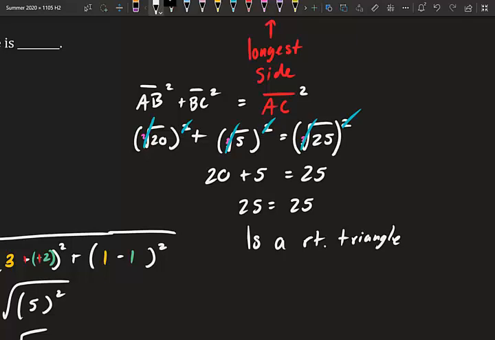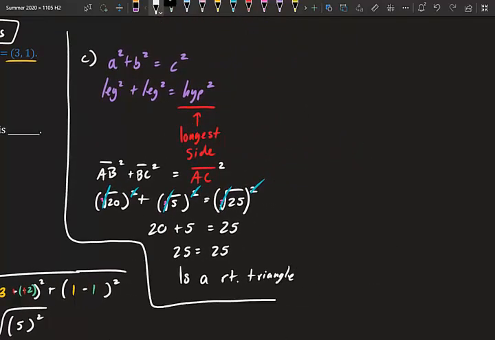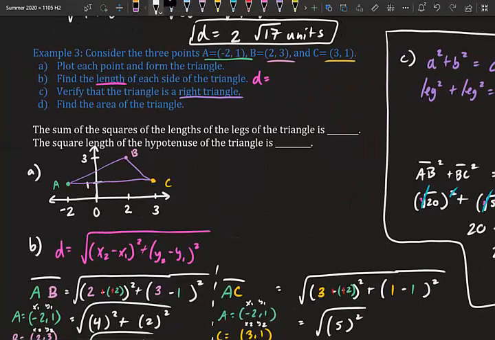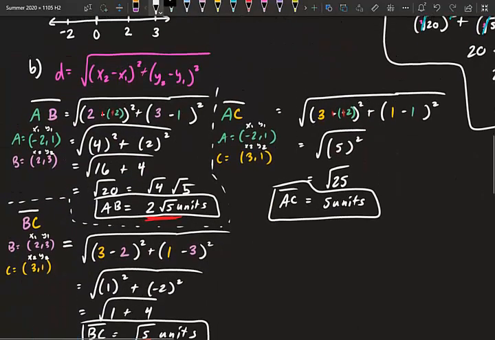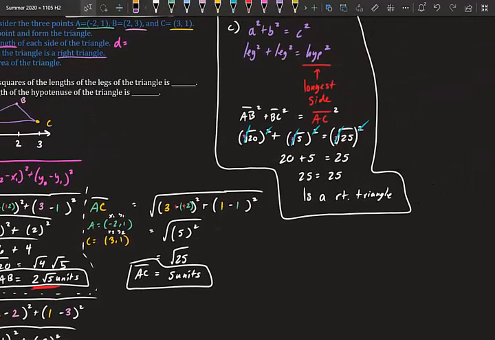How do I know that? By showing all the work I did for C. You have to prove it. A is not proving it. B is not proving it. C is proving it. So if question 5 on the test asks you to verify that this is a right triangle, you have to do part B to get to C. So part B is a step you have to take to verify right triangles.